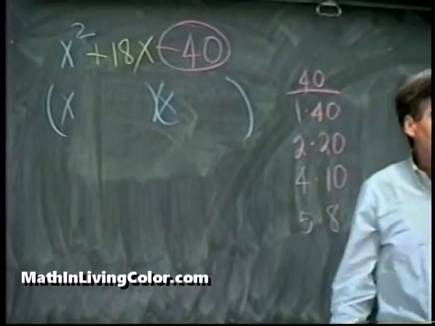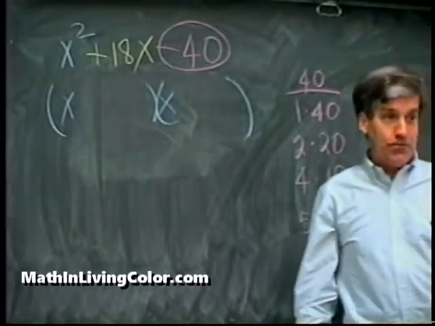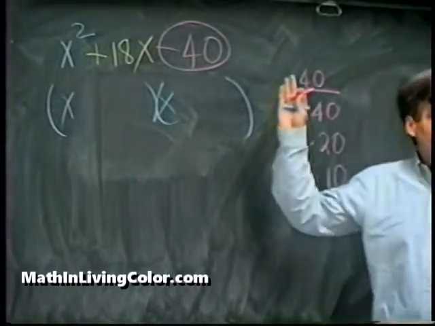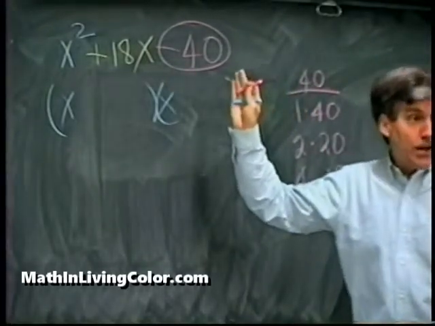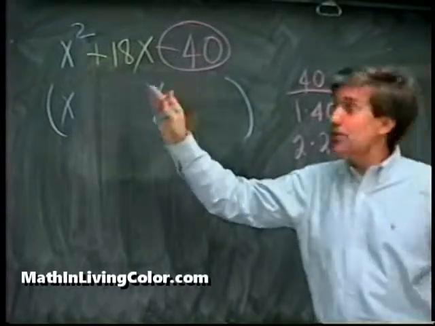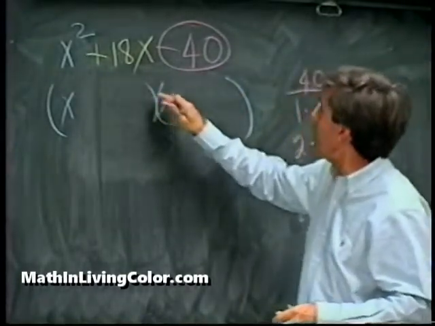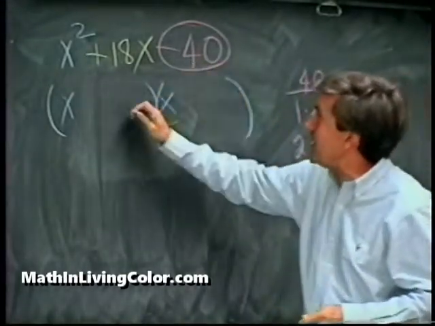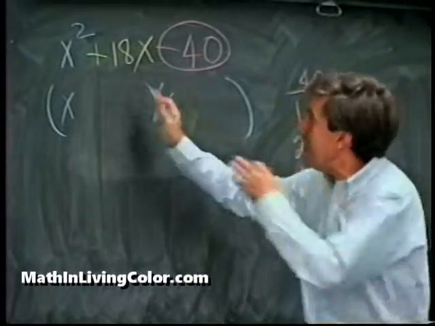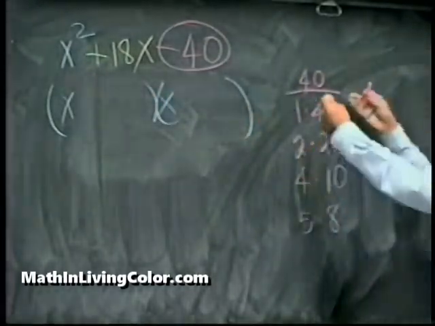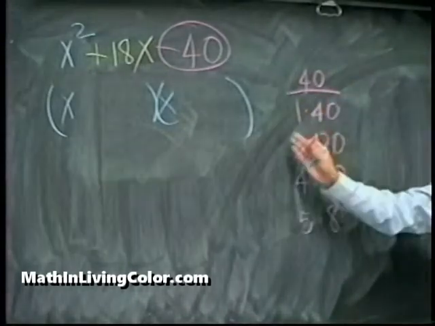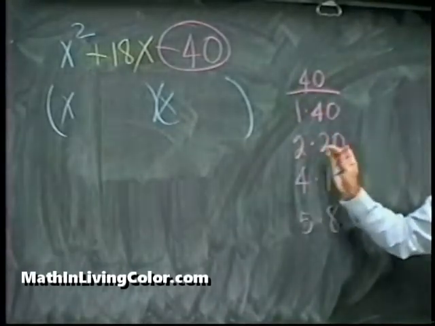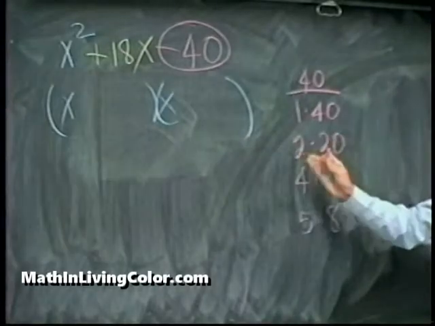Now, what's the significance of that negative on the negative 40? It means the signs are going to have to be different. Opposite signs, right? That means one of these is going to be a negative and the other is going to be a positive. Now, what are we actually going to be doing if one of them is negative and the other is positive to come up with 18?